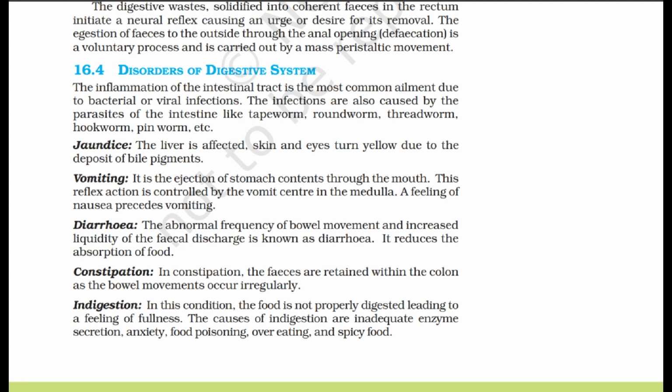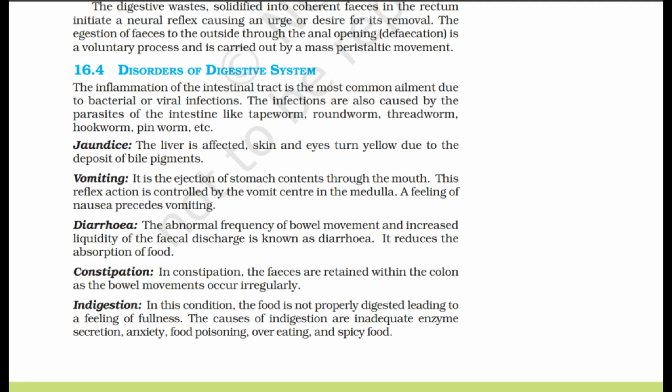Disorders of digestive system. The inflammation of the intestinal tract is the most common ailment due to bacterial or viral infections. The infections are also caused by the parasites of the intestine like tapeworm, roundworm, threadworm, hookworm, pinworm, etc. Jaundice. The liver is affected. Skin and eyes turn yellow due to the deposit of bile pigments.